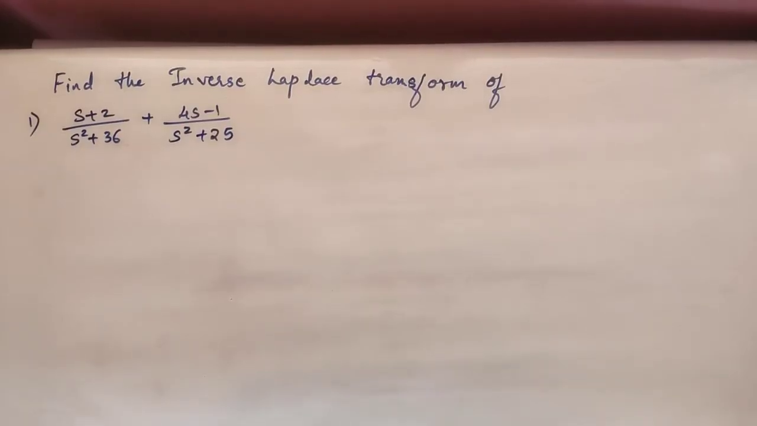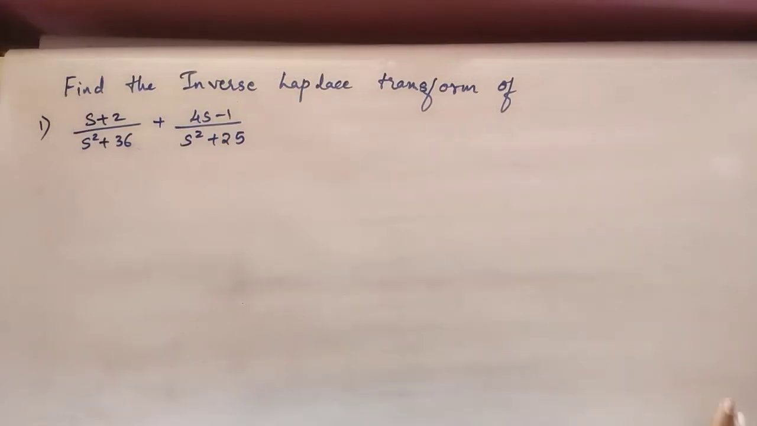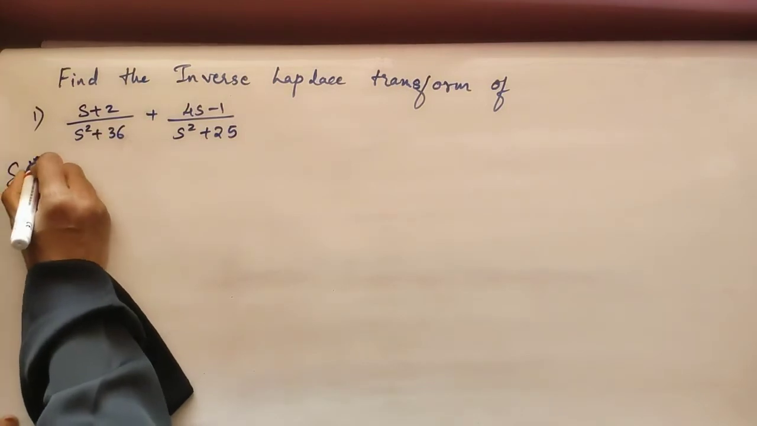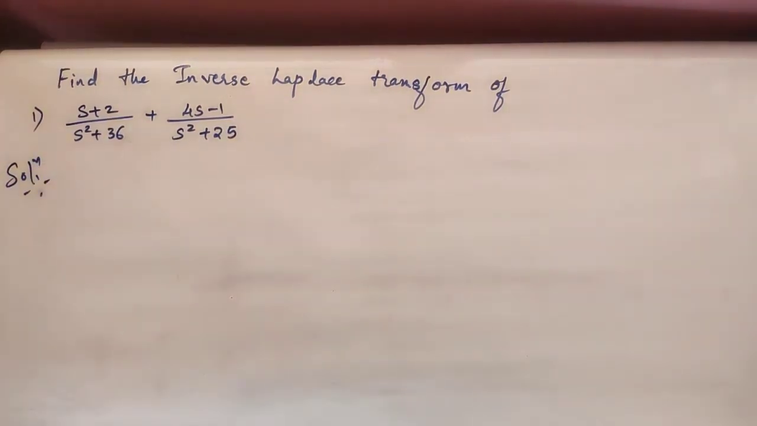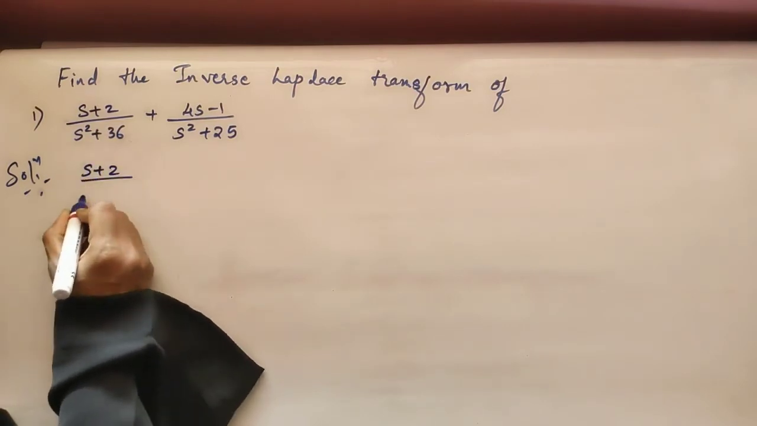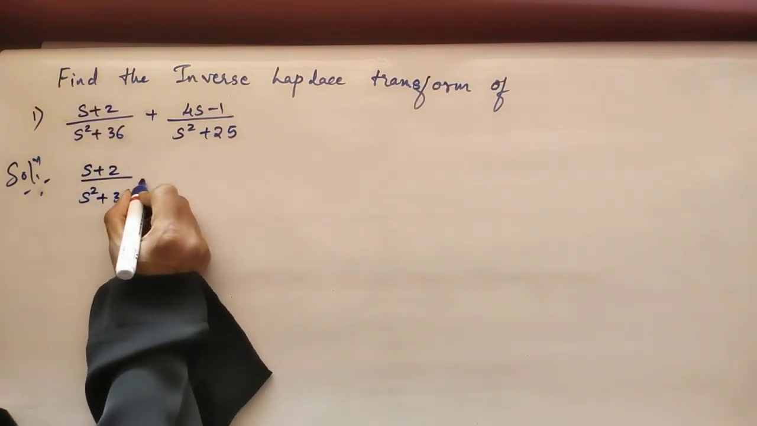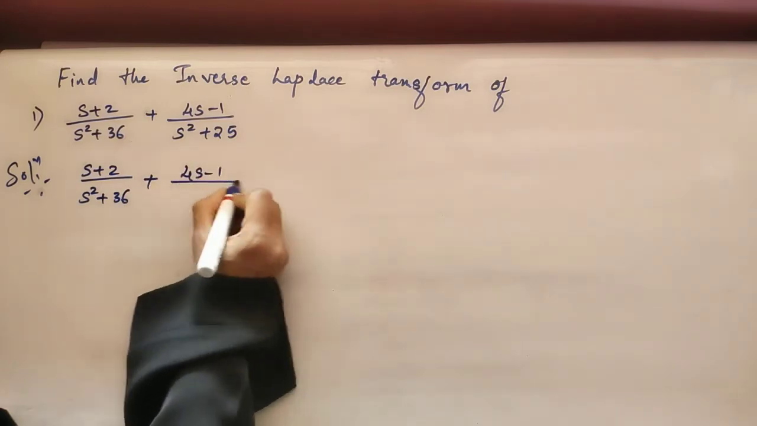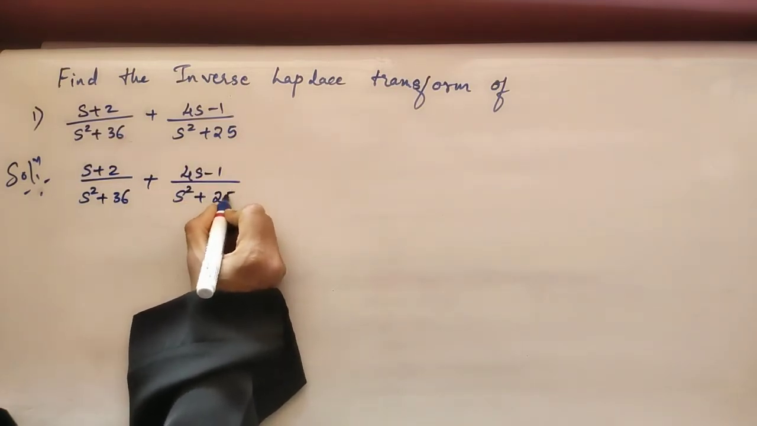Now see here, students, all of you take a pen and a paper and start working with the problems. See here, we have to find the inverse Laplace transform of problem 1: s plus 2 divided by s square plus 36 plus 4s minus 1 divided by s square plus 25. It's very simple and very easy. The solution goes as, see here, first of all, let us take the given thing as it is. It is s plus 2 divided by s square plus 36 plus 4s minus 1 over s square plus 25.